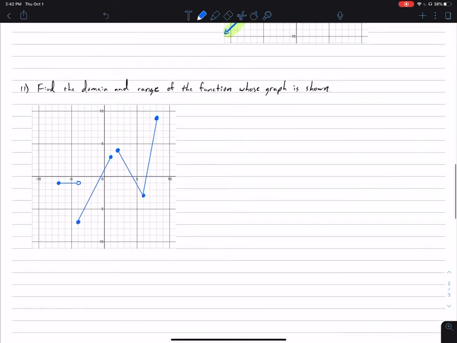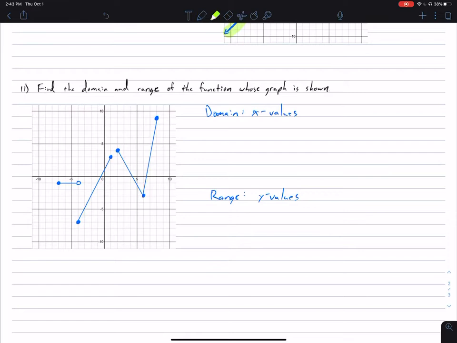All right, number 11, find the domain and range of the function whose graph is shown. Okay, so domain and range. I need to look at a bunch of x values and y values. So let's see what's going on here. So x values, I'm going to start on the left and I'm going to work my way right.